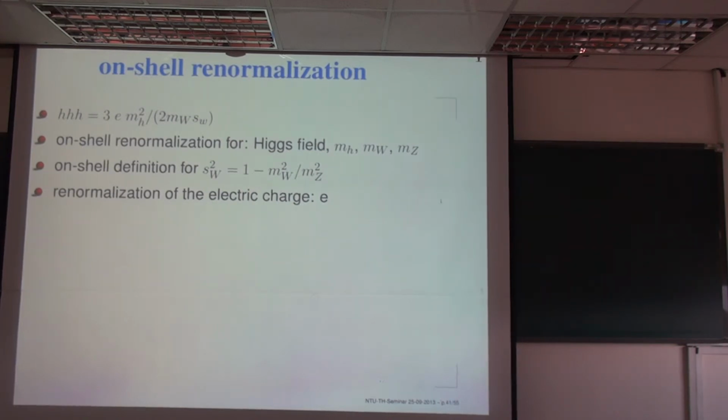We did the on-shell renormalization scheme, so the coupling is just given by this quantity. We need to renormalize the Higgs fields, the Higgs mass, the W mass, and the Z mass, because we use the on-shell definition for the mixing angle, SW equals this quantity, and we also normalize the electric charge. I won't go through those technical details, but this is a very well-known scheme, the on-shell scheme, for the standard model.